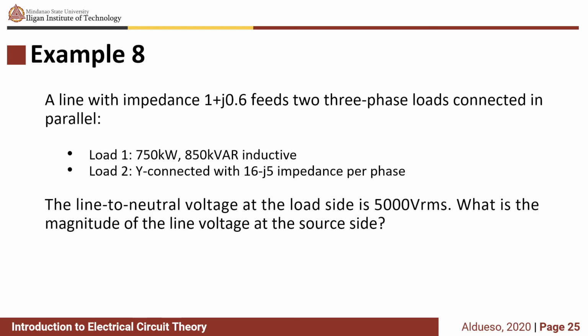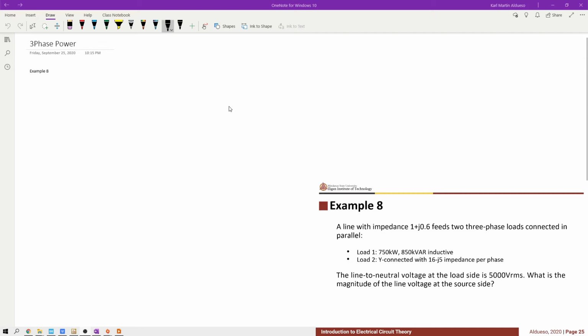To better solve this problem, we'll need to construct a circuit diagram. The problem states that a line with impedance 1 plus j0.6 feeds two three-phase loads connected in parallel. We have a line impedance of 1 plus j0.6. The two loads are connected in parallel. Load 1 is 750 kilowatts and 850 kVAR inductive, and load 2 is a Y connected load with 16 minus j5 impedance per phase. Both of these loads are balanced, so we can use the per phase analysis.